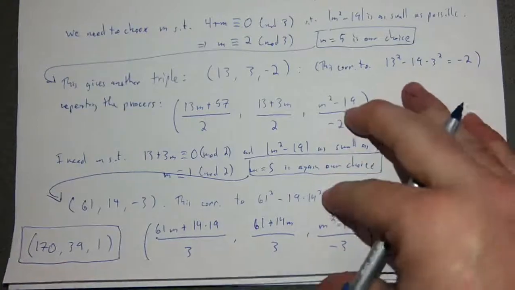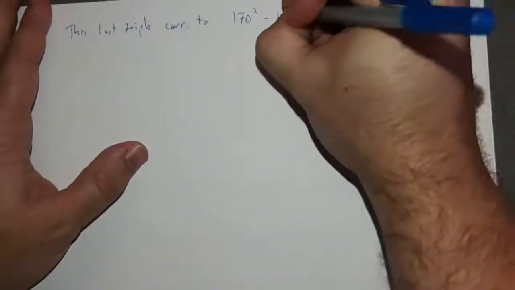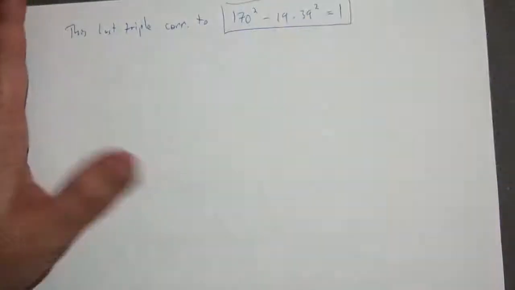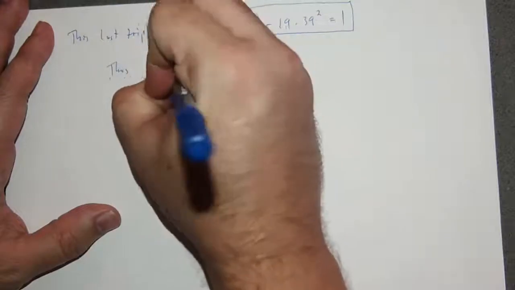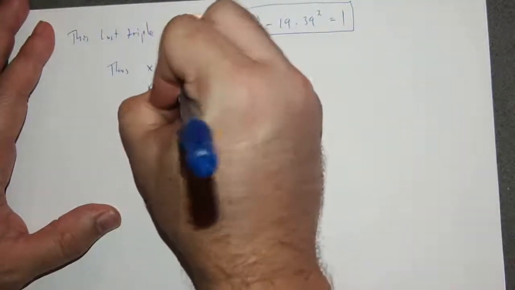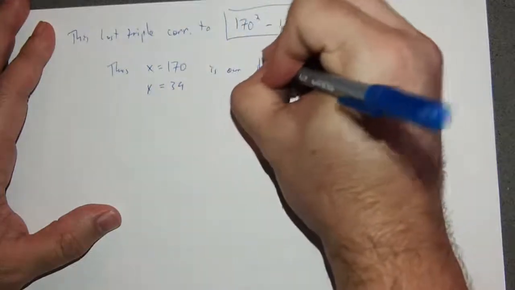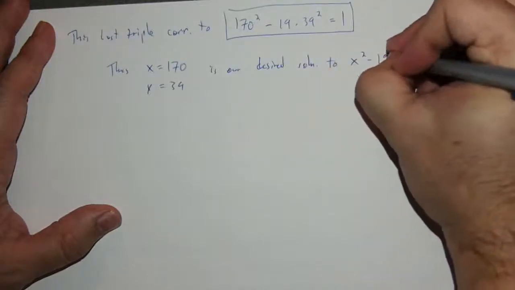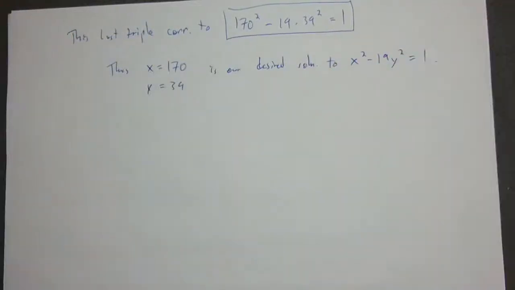Okay? So, this last triple corresponds to 170 squared minus 19 times 39 squared is equal to 1, which is exactly our solution. Thus, x equals 170, y equals 39 is our desired solution to x squared minus 19y squared equals 1. So Pell's equation for d equals 19.